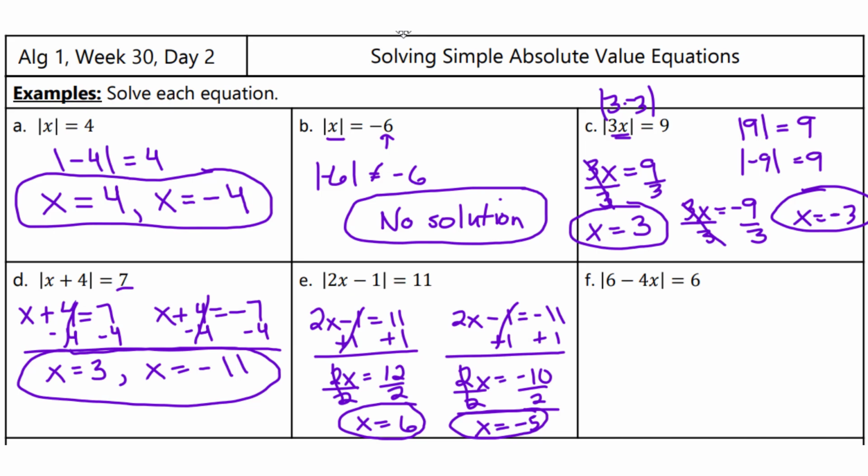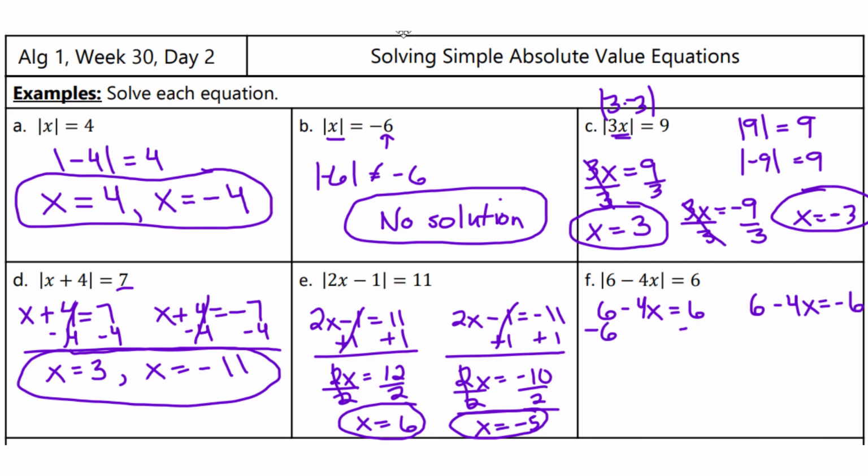F. Okay, so this is where, if you're feeling confident, you can practice this on your own. So to get rid of the absolute value bars, I need to say 6 minus 4x equals +6, and 6 minus 4x equals -6.